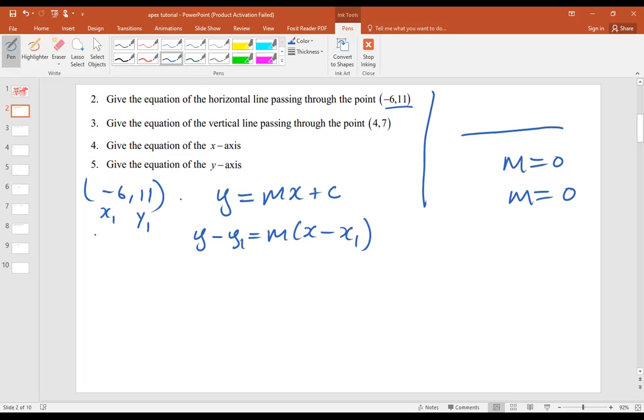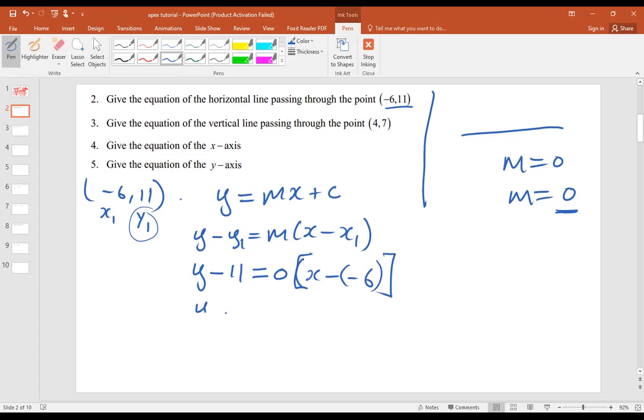So when we get these coordinates and plug them there, we are going to say y minus the value of y1 is simply just equal to 11. Then we have the gradient, which we said is equal to 0. So the gradient is 0. We're going to put 0 there. Then we open brackets. We have x minus the value of x1, simply just -6. Okay.